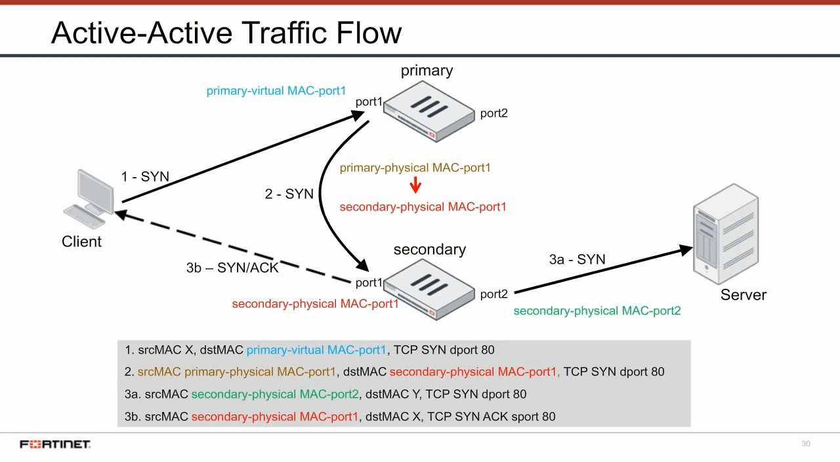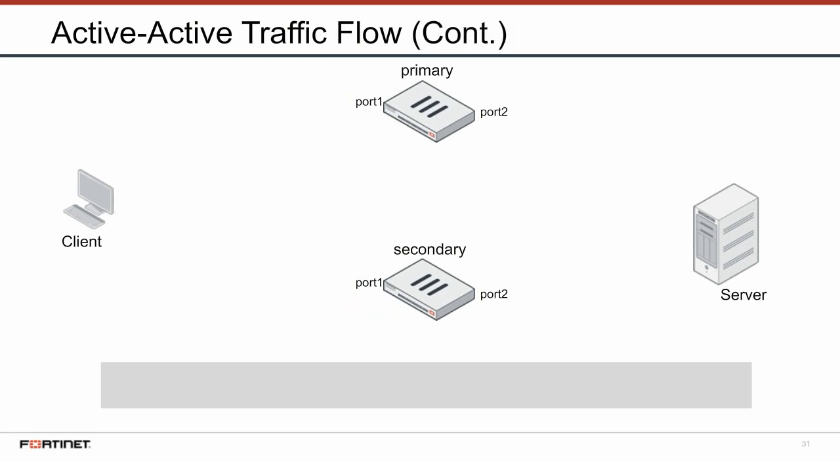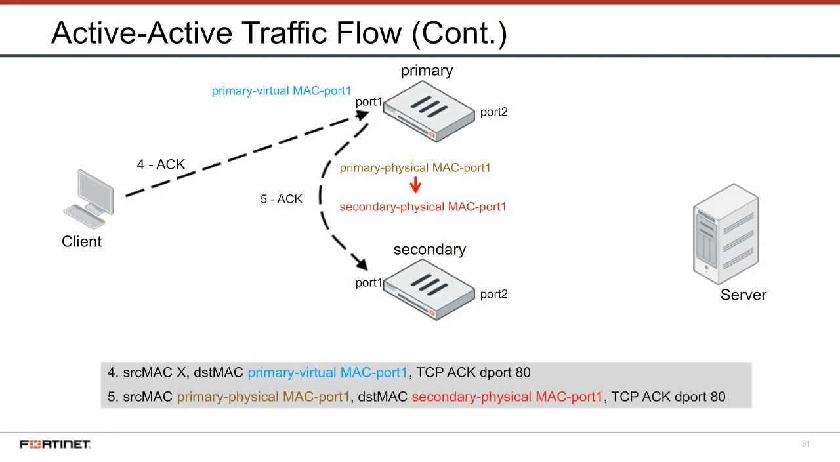The secondary FortiGate starts the connection with the server by directly sending a SYN packet using the external interface physical MAC address. The secondary also responds with SYN-ACK to the client, for which the source MAC address is the physical MAC address of the secondary FortiGate internal interface. Next, the client acknowledges the acknowledge. It's forwarded again to the primary FortiGate using the virtual MAC address of the internal interface as the destination. The primary device forwards the packet to the secondary inspecting that session, using the secondary's physical MAC address.